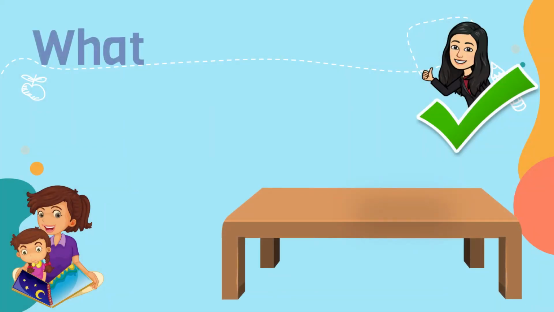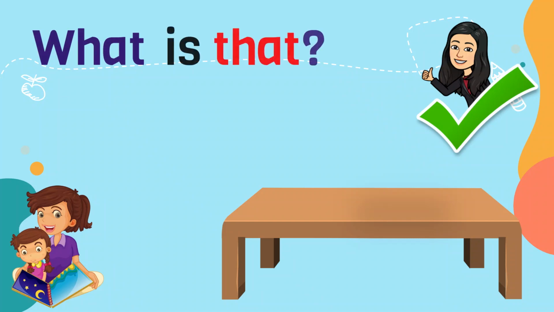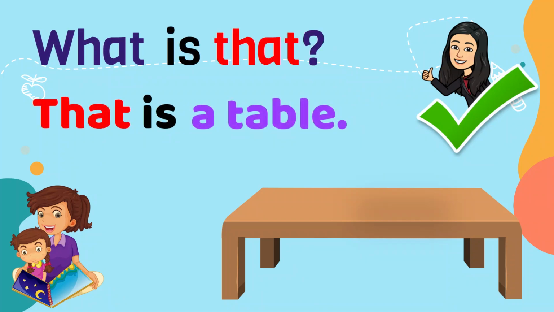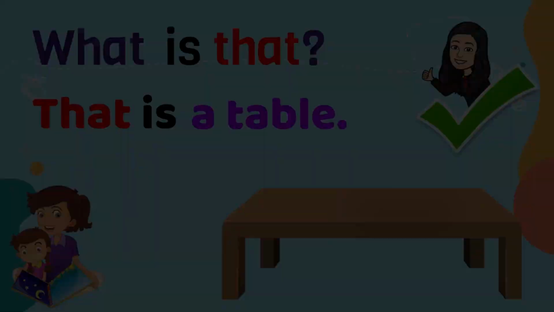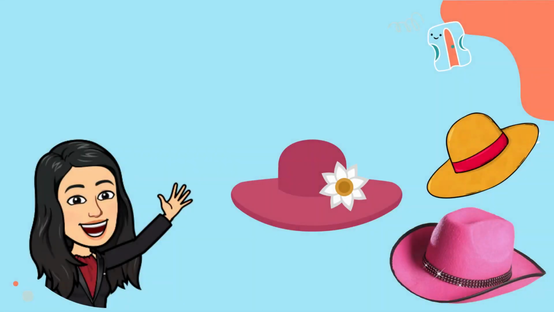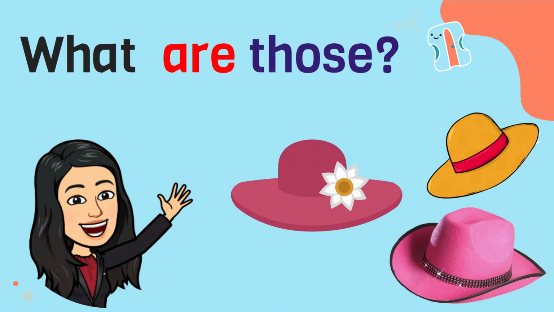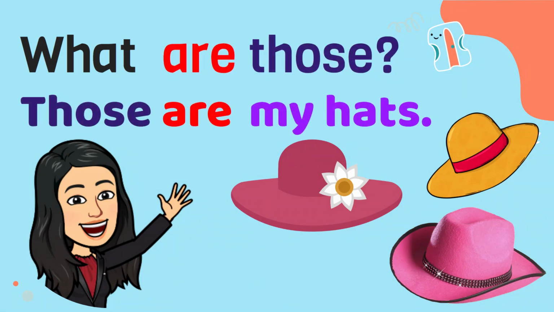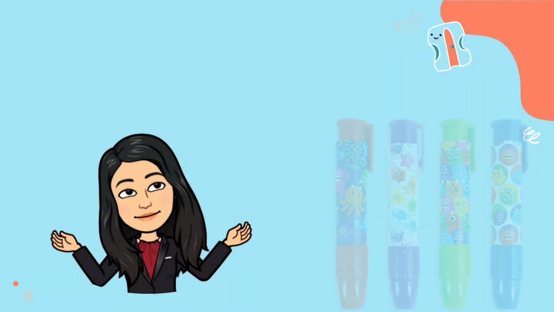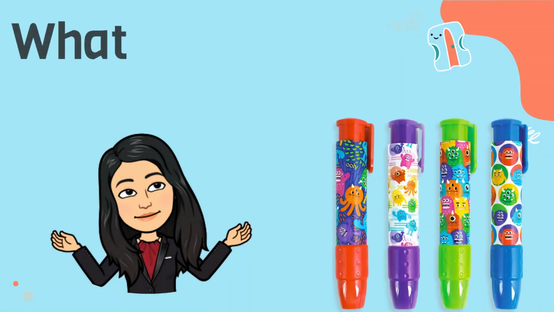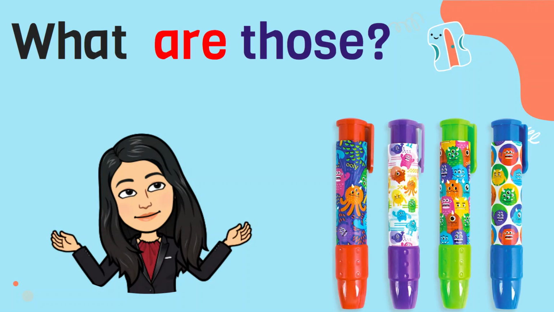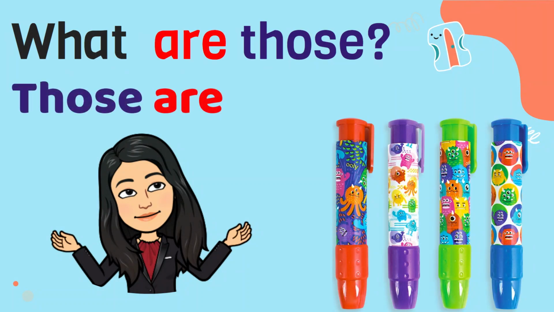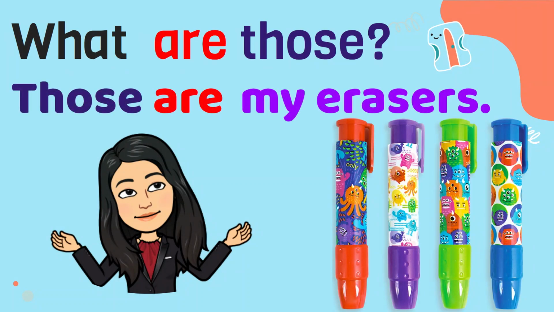Based on this picture, we can say, what is that? That is a table. How about this one? We can say, what are those? Those are my hats. How about this one? What are those? We can answer by saying, those are my erasers.